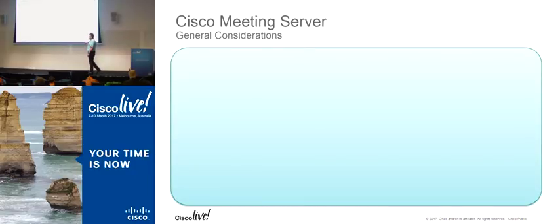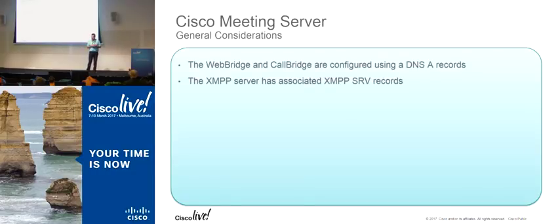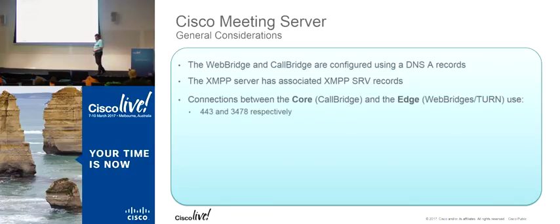So just some general considerations when you're deploying the Cisco Meeting Server is, as I just mentioned, we do need to have the A records and SRV records created for our call bridge and our web bridge, and the XMPP SRV records for the XMPP server. When we're using a single split or a split environment, the core and the web bridge utilise ports 443 and 3478 for communication, outbound communication, respectively.